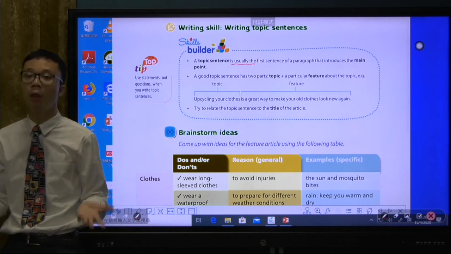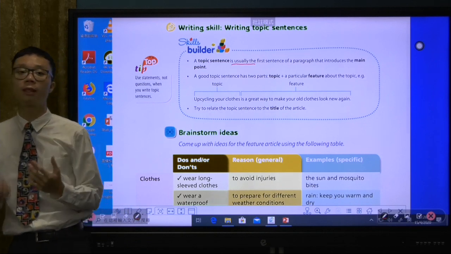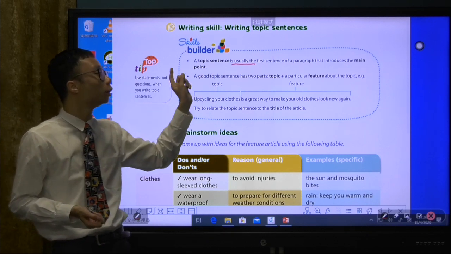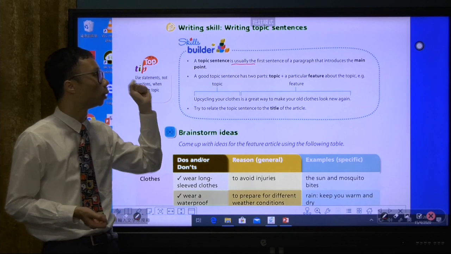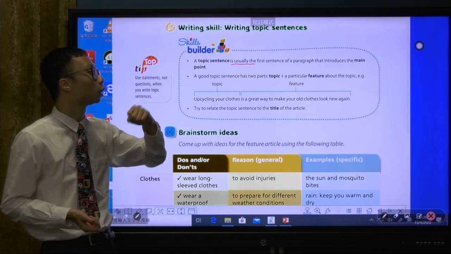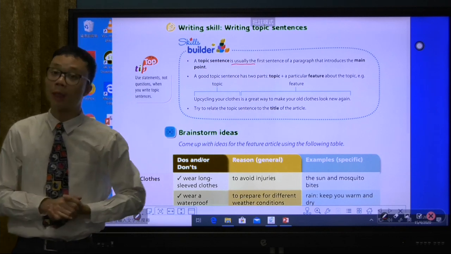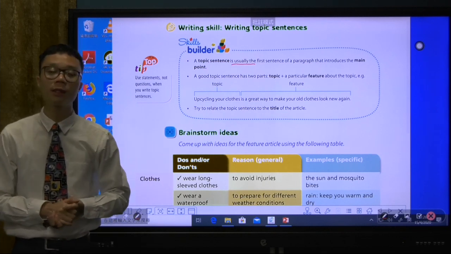Okay, so you can basically forget the word usually here and substitute it with the word always, because you only use a topic sentence to write about what your paragraph is going to talk about, the most important thing about your paragraph. Well, why do you think they say usually?